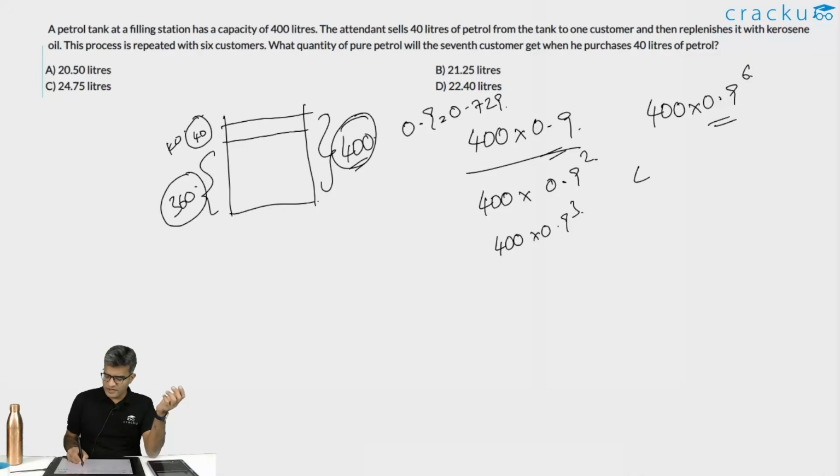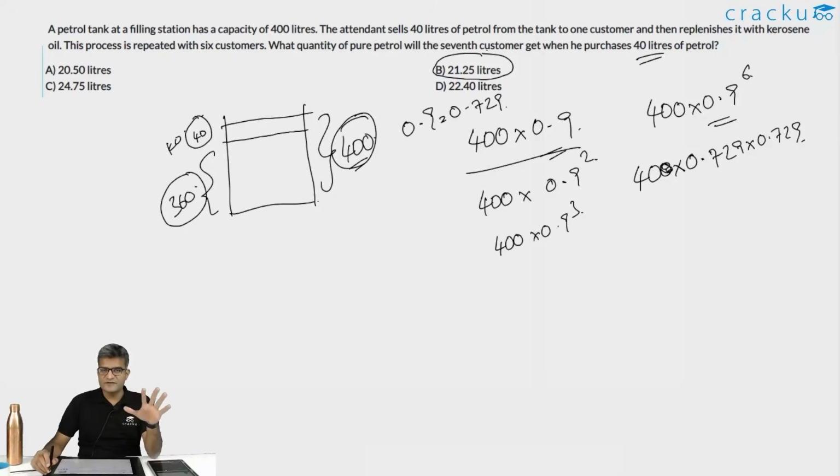So this will be 400 into, okay, this is 40 liters. So the amount of petrol that he is going to get is 40 into 0.729 into 0.729. You can simplify this. The answer you are going to get is 21.25 liters.